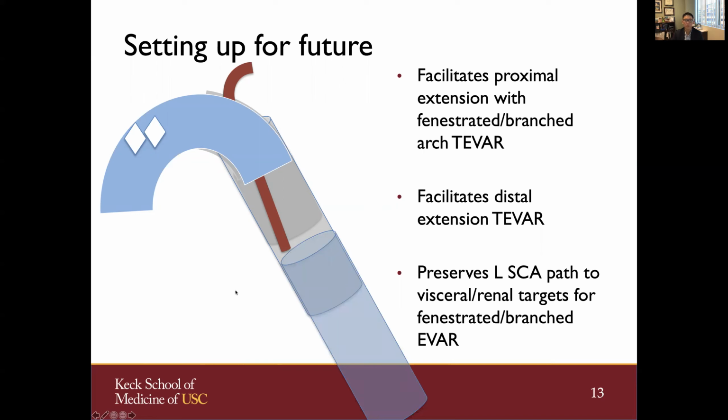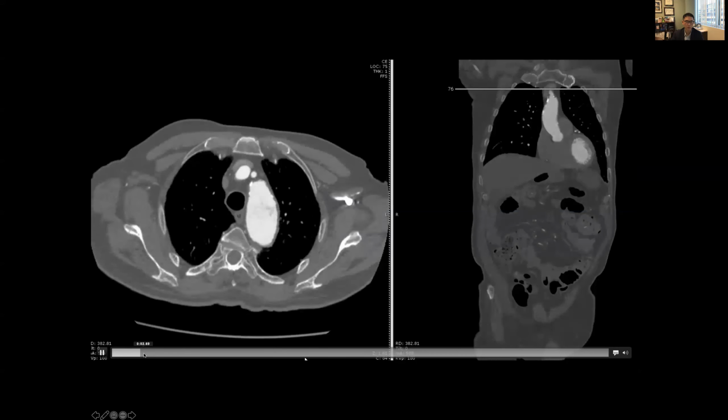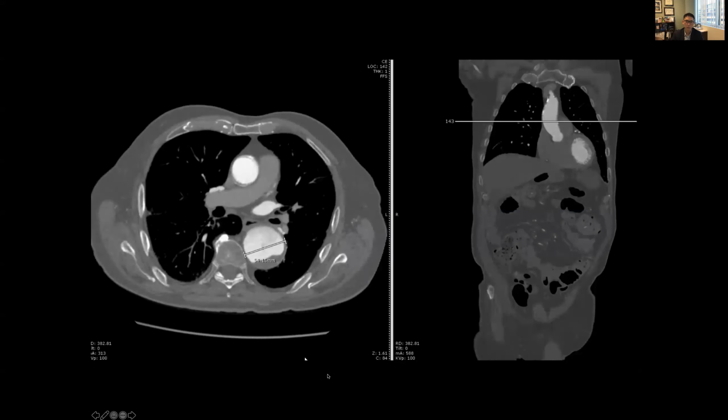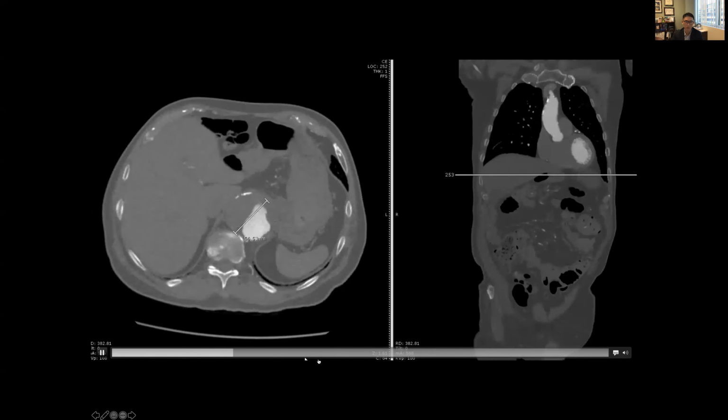And if the patient needs a fenestrated branch work for the thoracoabdominal segment, now you have preserved the left brachial or upper extremity access pathway to the target vessels. So this is an example of one of my patients that we had extend to thoracoabdominal aortic aneurysm, but the proximal seal zone actually required coverage of the subclavian artery.